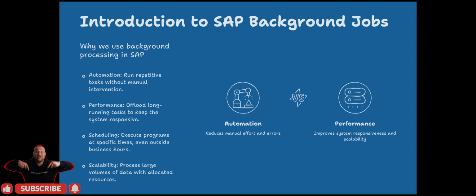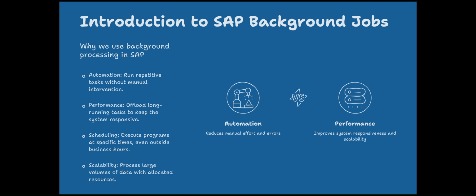And then coming to scalability: process large volumes of data with allocated resources. In SAP S/4HANA, SAP has provided a functionality where, when you are scheduling a big chunk of programs running in one background job, there is a provision to run it in parallel. Suppose you have 10,000 records. You do not need to process those 10,000 records all at once when running the background program. You can set it up to run in parallel.